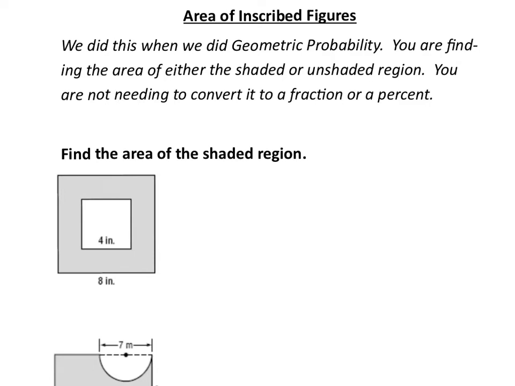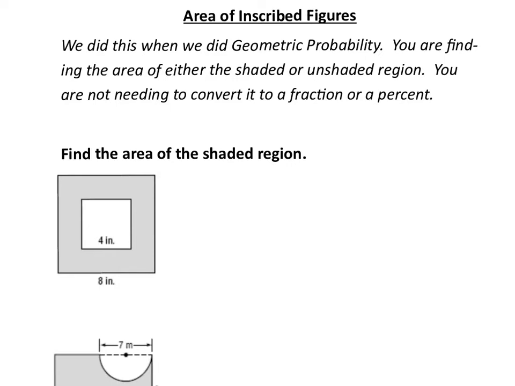Okay, for this next part of geometry, two-dimensional geometry, it's going to be some review given what we've already done this year when we did geometric probability, as well as what you have learned last year and in years prior. We are not going to have to make this a fraction or a percent. All we have to do is figure out what is the area of the shaded region.